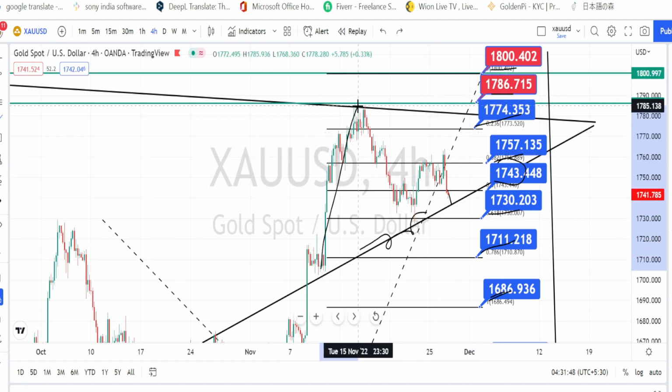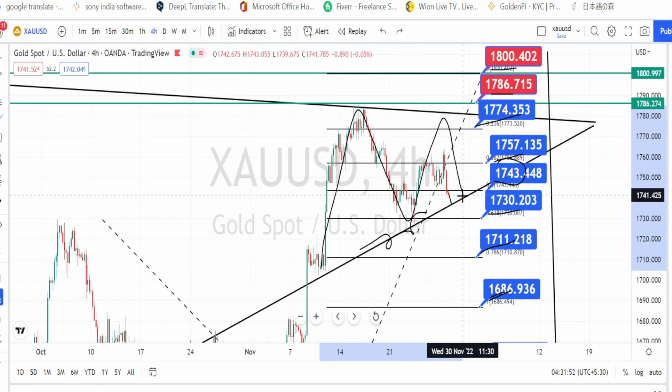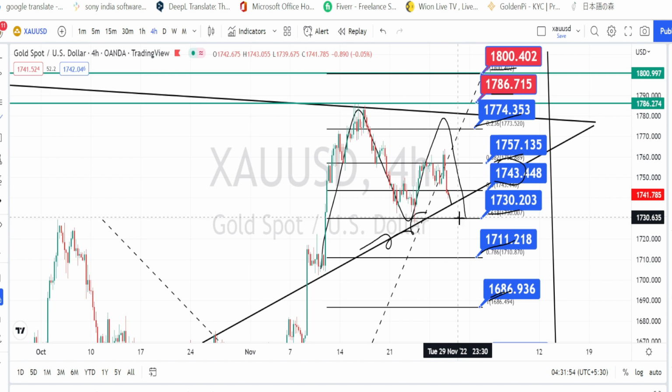And currently we are noticing the price action to be consolidating within a symmetric triangle, and wait for the price action to give a directional breakout on the bearish side or on the bullish side to take a directional trade in 4 hours time frame.